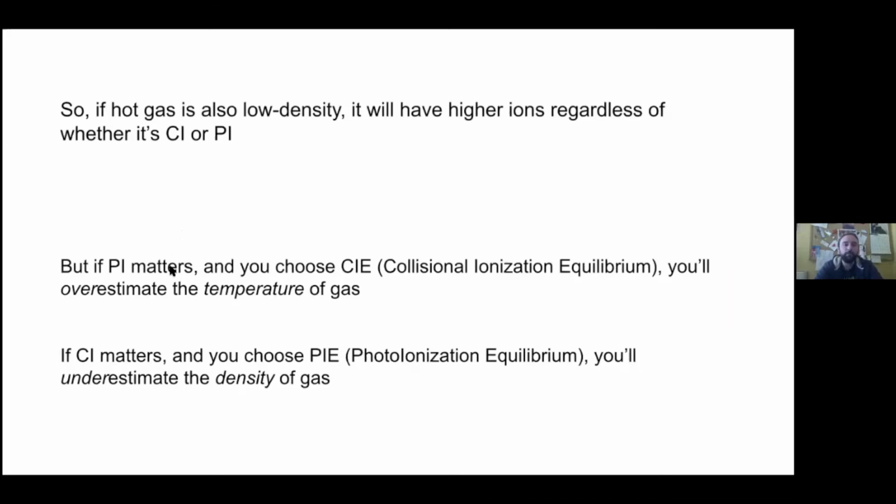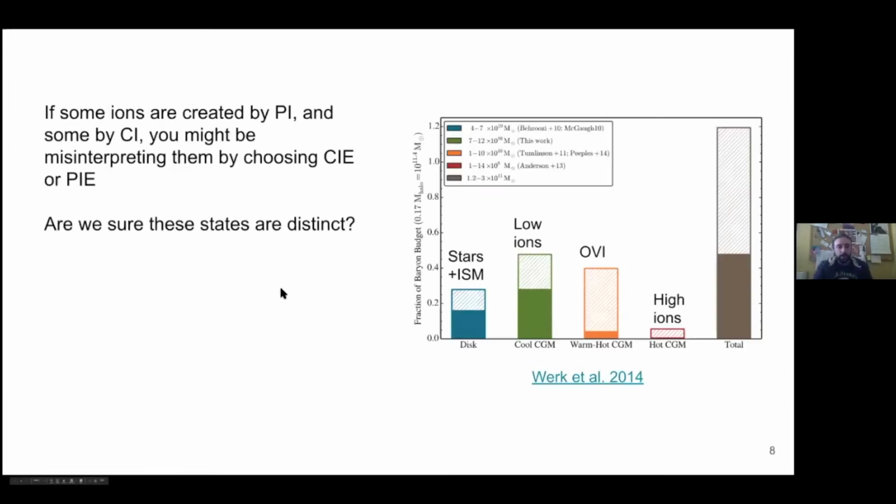But it means that if you choose one, you might have a problem. If photoionization matters, but you choose CIE, or collisional ionization equilibrium, you're going to overestimate the temperature of gas, because it's going to be more ionized than its temperature would suggest, because of photoionizing radiation. And if CI matters and you choose PIE, you're going to have the opposite problem. You're going to underestimate the density, because collisional ionization is going to start you off with some raised ions, and then you're going to further ionize them with the incoming radiation. And that can have some impacts on trying to understand things like the baryon budget.